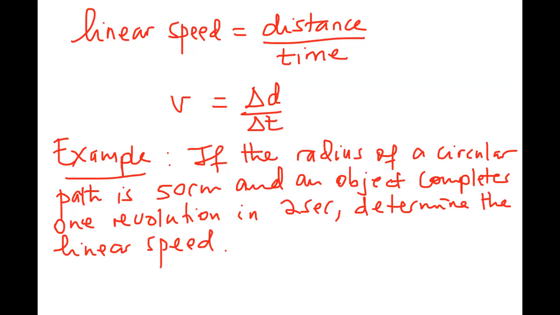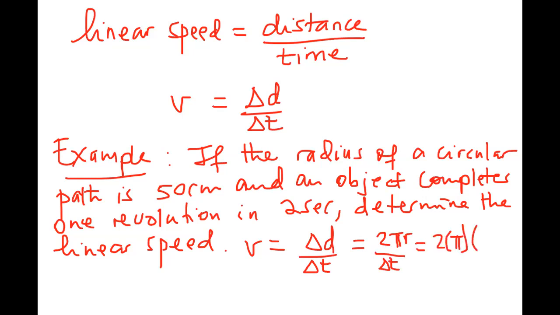We can go ahead and say v equal to change in distance over change in time. Now we are told that it completes 1 revolution. So the distance we are talking about is the distance around the circular path, which is the circumference of the circle. That will be 2 pi r. Remember, the circumference of a circle is 2 pi r. You divide by the change in time. There you plug in 2 times pi times the radius.